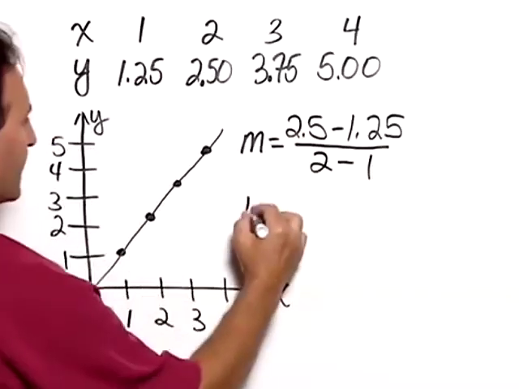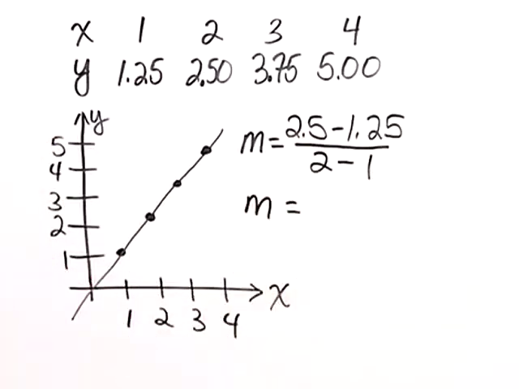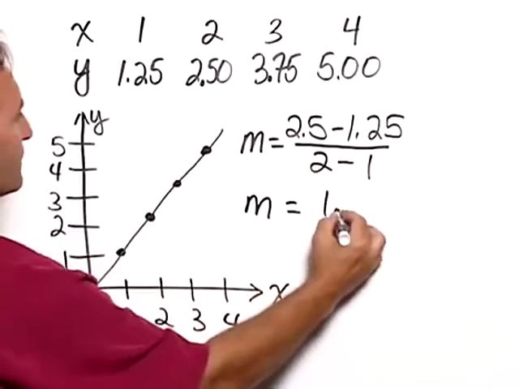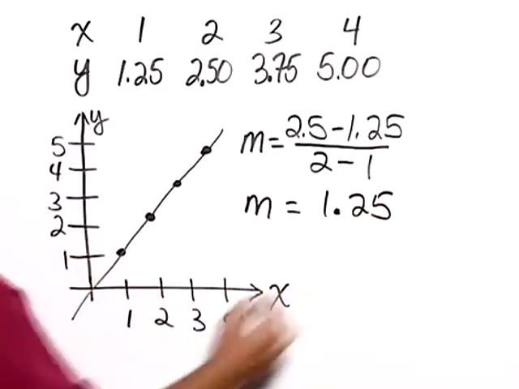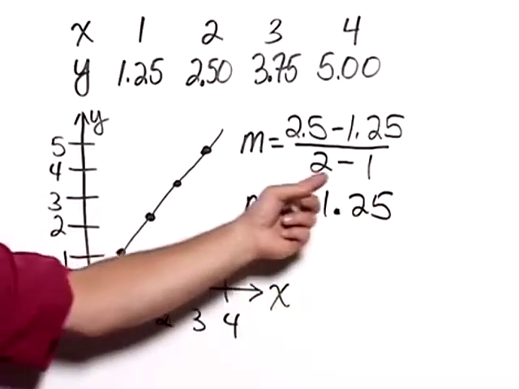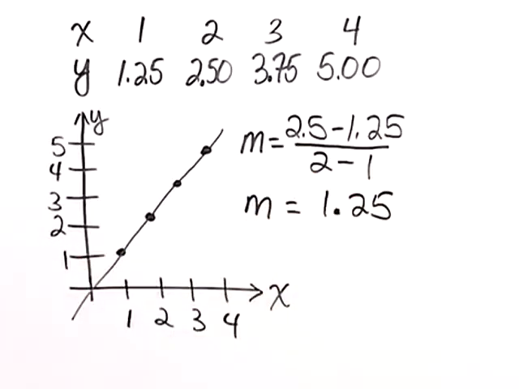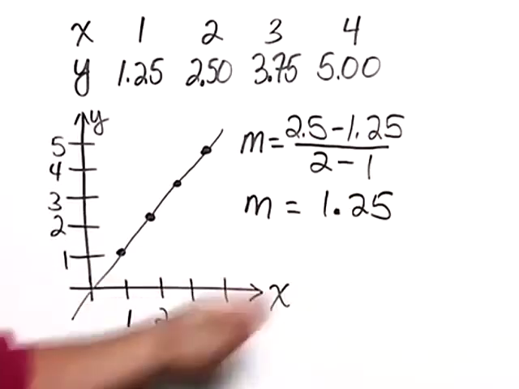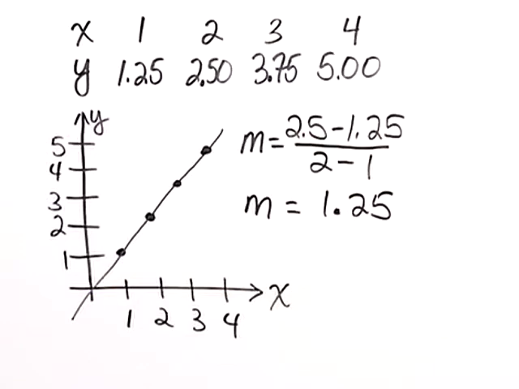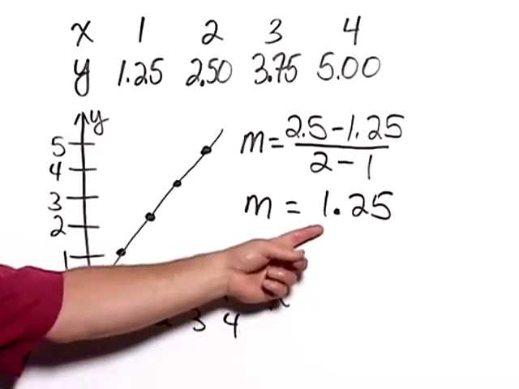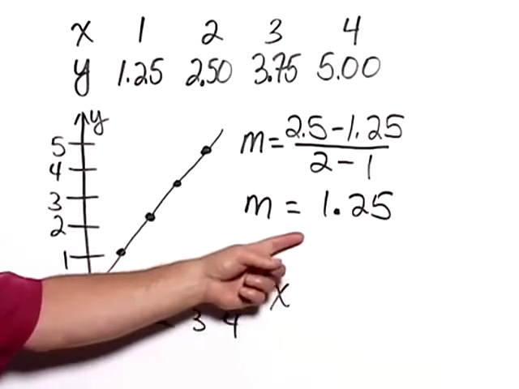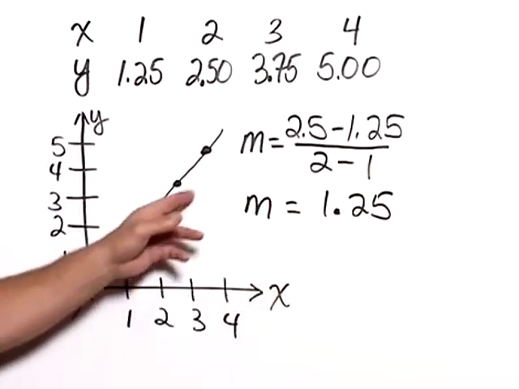So that gives us m is equal to, in the numerator, 2.5 minus 1.25 is 1.25. In the denominator, 2 minus 1 is 1. And so because we have a 1 in the denominator, we don't need to write it. That gives us a slope of 1.25. Now, it would be good to check to make sure that this slope is representative of other points.